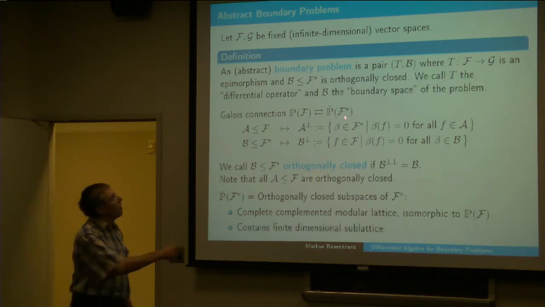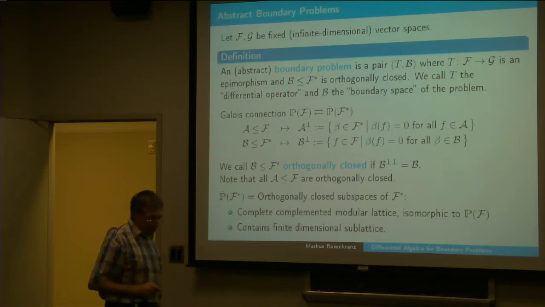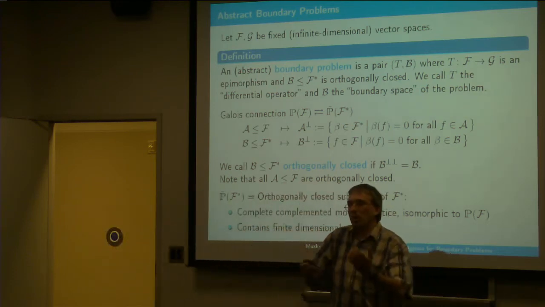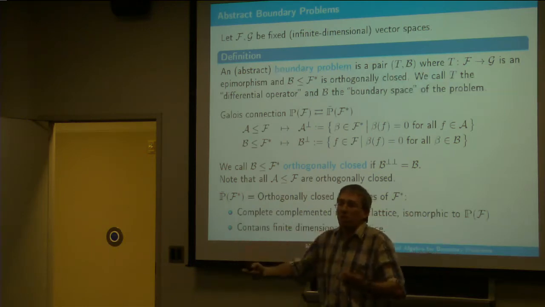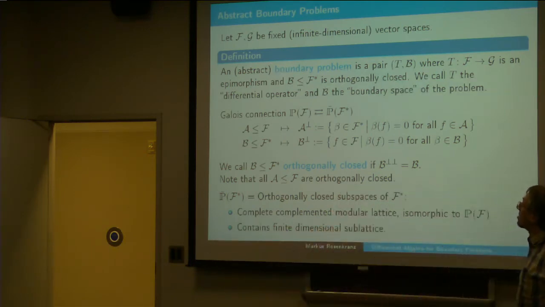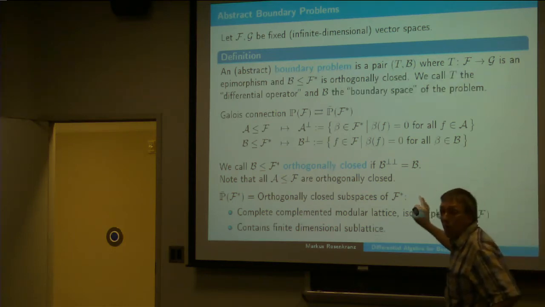And in particular, any finite dimensional subspace of the dual is automatically orthogonally closed. Somehow very natural, because no differential consequences enter there. These effects come only for PDEs. So for ODEs, the notion of orthogonal closure is trivial. It's only needed for PDEs, because ODEs have only finitely many boundary conditions. Okay? So that's the notion of an abstract boundary problem.